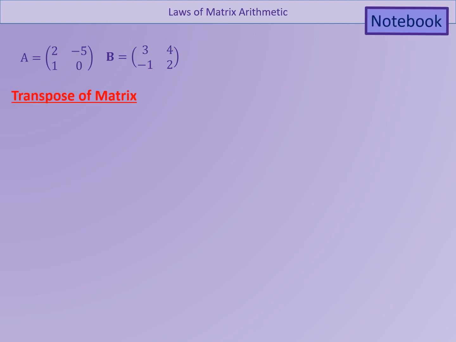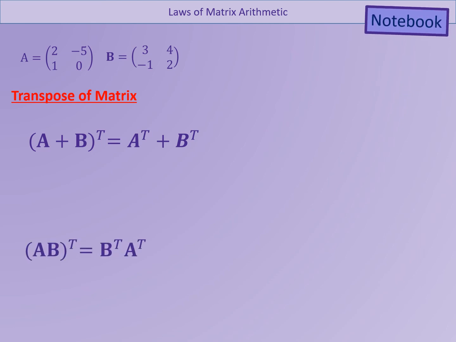Now let's take a look at the transpose of a matrix. So with addition, if we have A plus B all transposed, this is the same as A transposed plus B transposed. And for multiplication, A times B all transposed is the same as B transposed, A transposed. Again, be careful with the order when you're looking at the multiplication. Now, A transposed and B transposed are given here, so you can see that the rows and the columns have been swapped. So now let's take a look at how these work for this particular example.